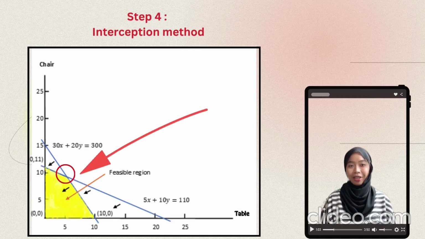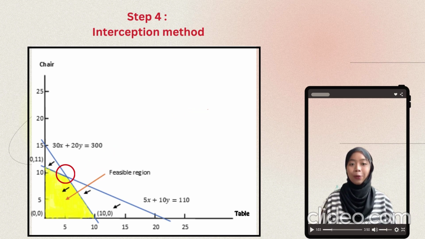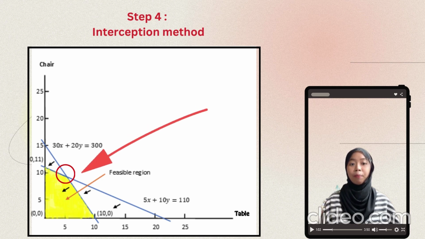Hi, my name is Patricia Adriana. I will now continue the presentation with step 4, which is the intersection method. It's also known as the elimination method. In this step, our main goal is to find the exact point where the two lines meet. This is shown by the red circle on the graph.